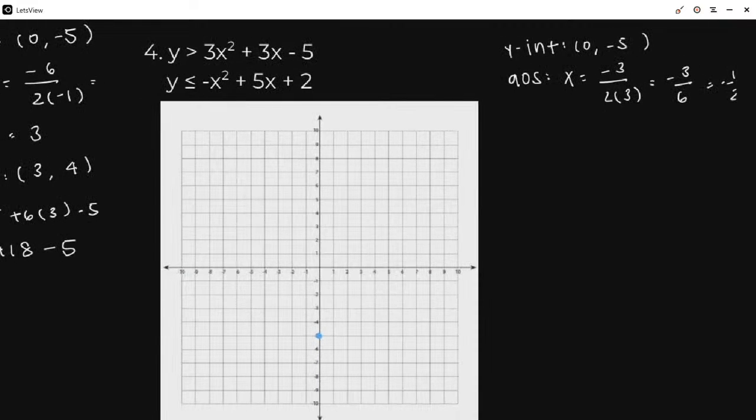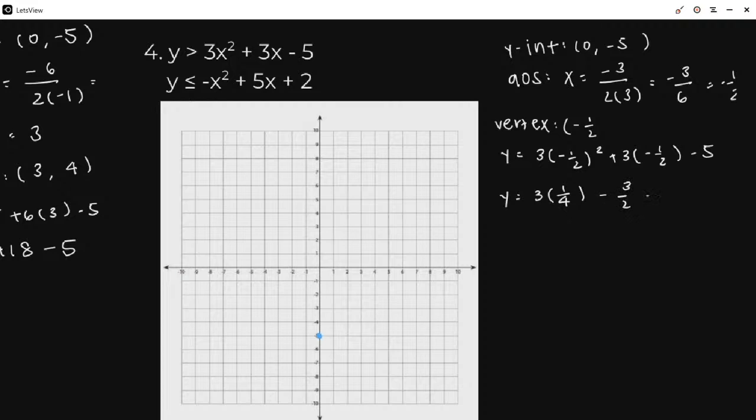Oh, sorry, I kind of ran out of space. Okay, so then for the vertex, we're going to plug in negative 1/2 in for x. So that'll be y equals 3 times negative 1/2 squared plus 3 times negative 1/2 minus 5. So that's 3 times 1 over 4 minus 3 over 2 minus 5. So that's 3 over 4 minus, I'm going to change all the denominators to 4. So this would be 6 over 4 and that would be 20 over 4, just so it's a little easier to add them.